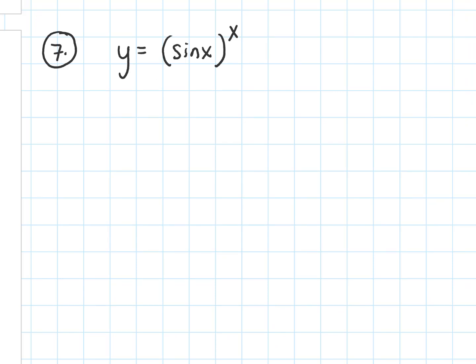We don't have the tools because this is not an exponential and it is not a power function. We have variables in both the base and the exponent. So it is neither exponential nor a power function, and we have to use logarithmic differentiation to do this. So we will take the natural log of both sides of this equation. This side will become the natural log of y. This side, because of that power, I can pull it down. This will become x times the natural log of the sine of x.